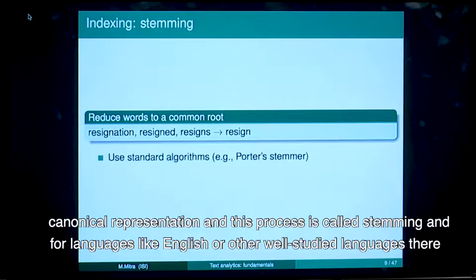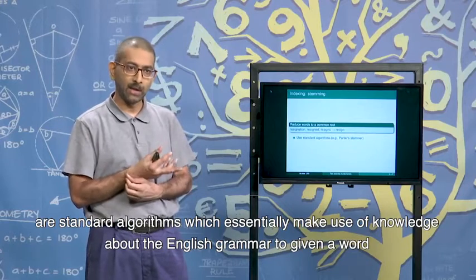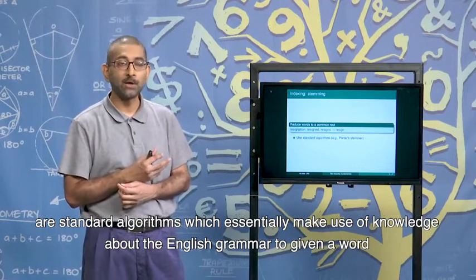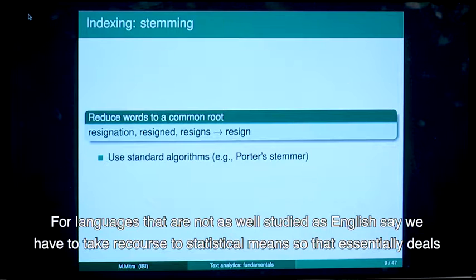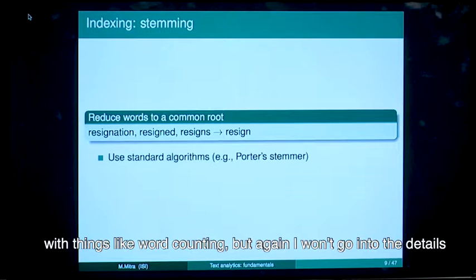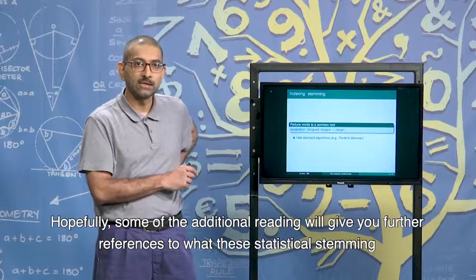For languages like English or other well studied languages, there are standard algorithms which essentially make use of knowledge about the English grammar to reduce a given word to its root form. For languages that are not as well studied as English, we have to take recourse to statistical means. So, that essentially deals with things like word counting, but again, I will not go into the details. Hopefully, some of the additional reading will give you further references to what some of these statistical stemming algorithms might look like.